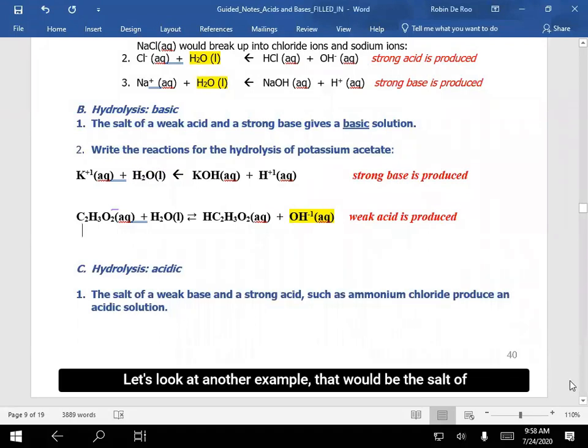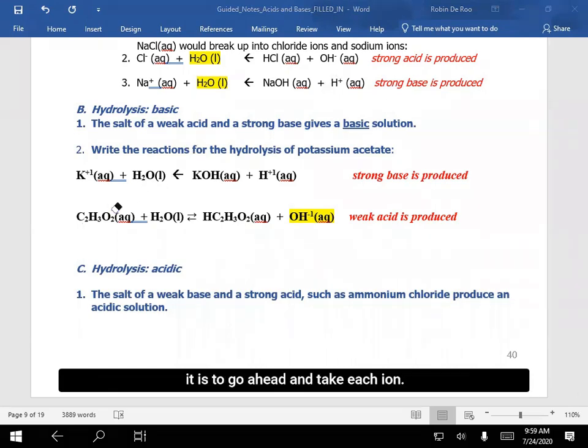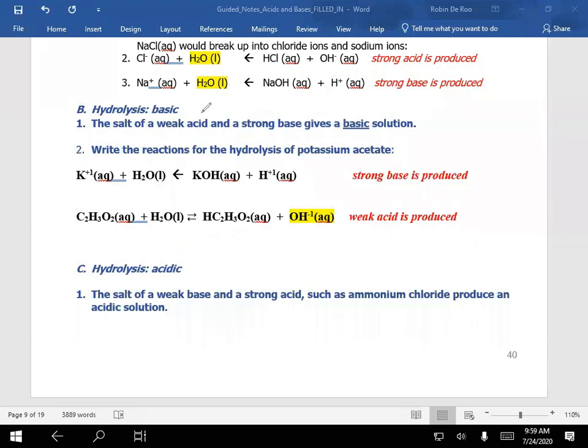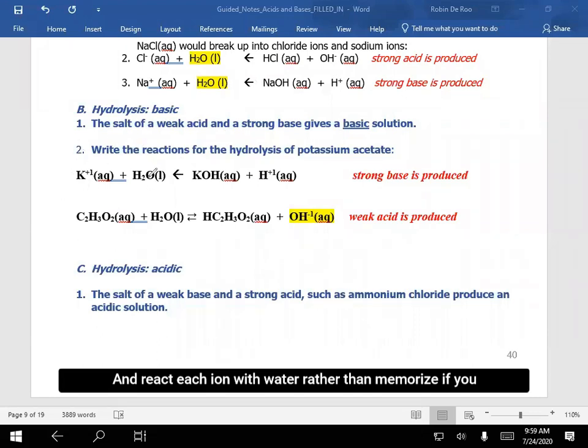Let's look at another example. That would be the salt of a weak base and a strong acid, such as ammonium chloride, and that produces an acidic solution. So when you get a question like this, the best way to approach it is to go ahead and take each ion and react each ion with water rather than memorize. If you memorize, you're going to forget later on. But if you know how to solve the problem, you can always do that.